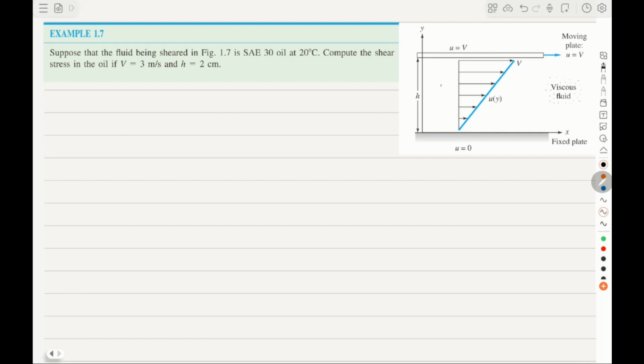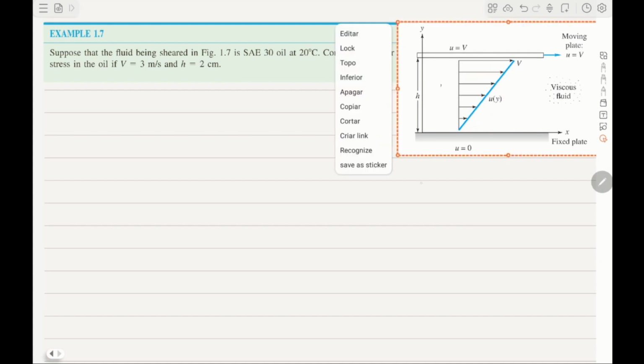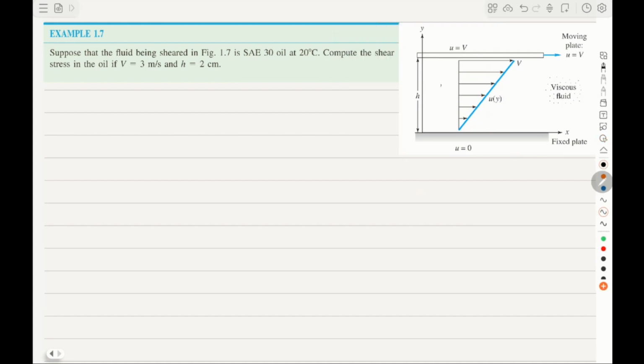Hi everyone, today we'll be solving this problem, example 1.7, where we are going to be applying the equation of fluid shear stress. It's a pretty simple example, and here we go. Suppose that the fluid being sheared in figure 7.1, which is this figure right here, is SAE 30 oil at 20 degrees Celsius. Compute the shear stress in the oil if the velocity of the plate moving here is equal to 3 meters per second and the height of this distance is equal to 2 centimeters.